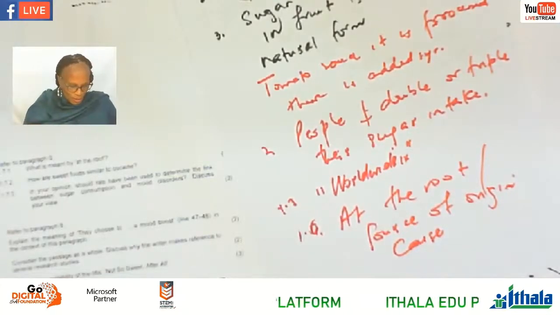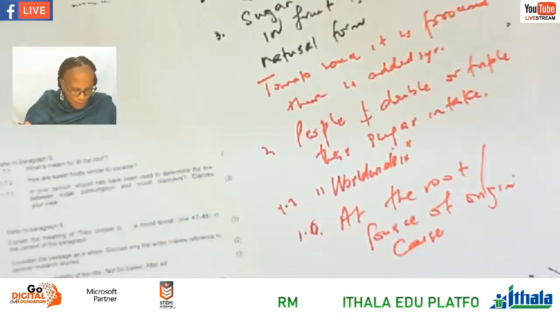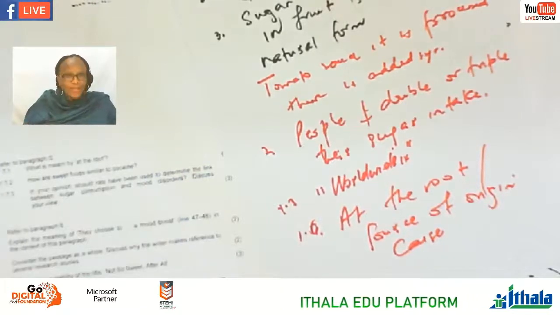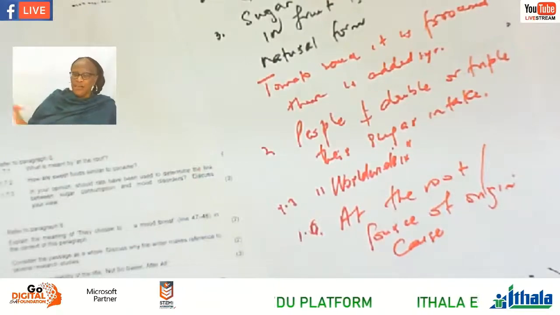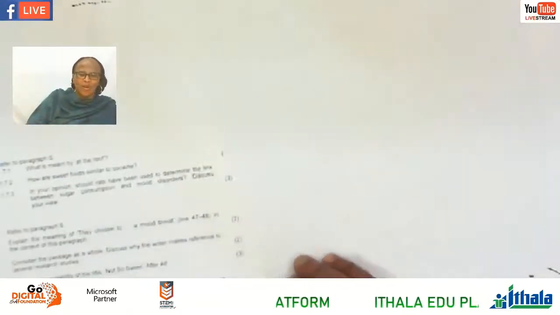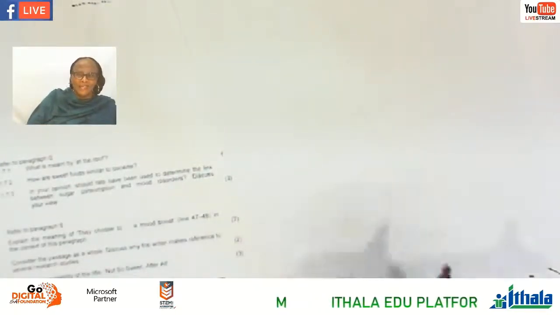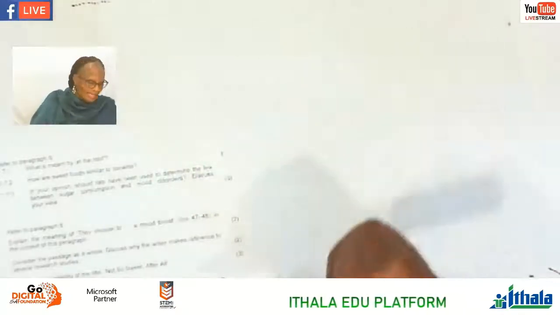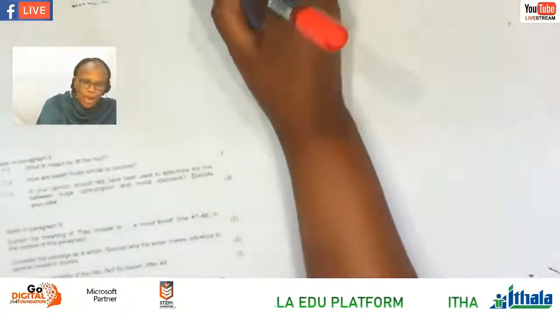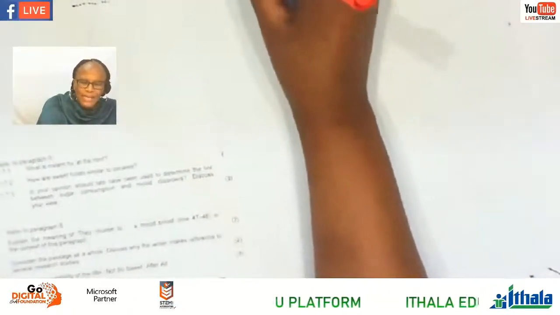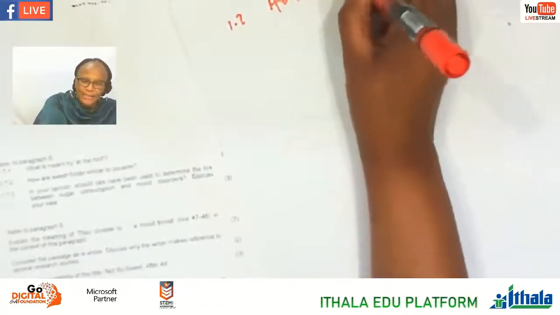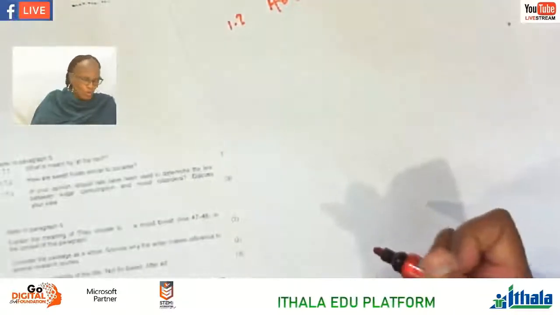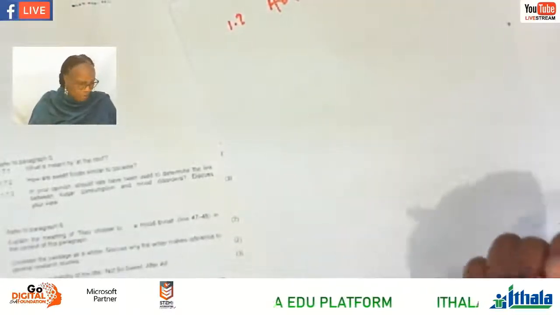Okay. Number 2, how are sweet foods similar to cocaine? Afana kanjani ama-sweet foods ne-cocaine? Kuthiwa ama-sweet foods they can cause you ukuthi ube addicted. Ne-cocaine nayo ikwenza ube addicted. So kokubili it is addictive. Cocaine, no more sugar, yenza ukuthi ube addicted.